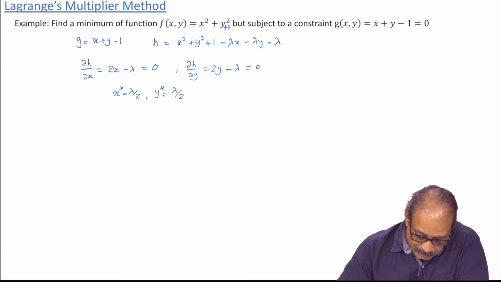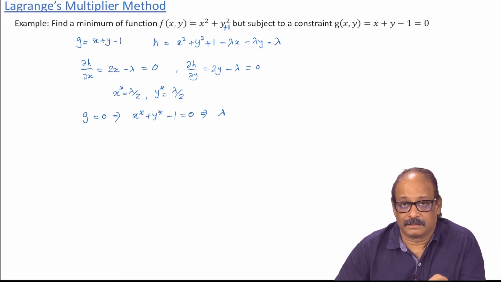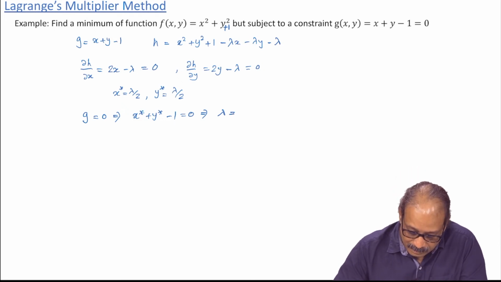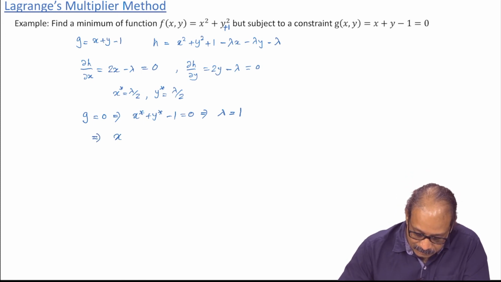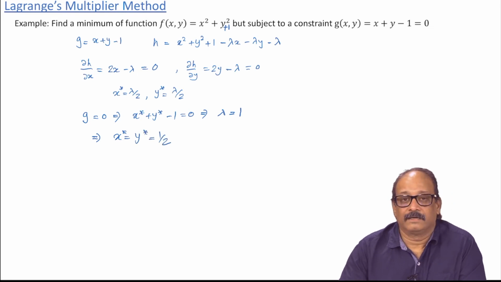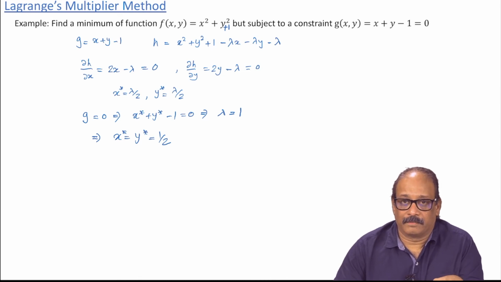Because I have the constraint g must be equal to 0. This implies that x star plus y star minus 1 is equal to 0, and this immediately gives you lambda by 2 plus another lambda by 2, that will be lambda, and lambda must be equal to 1, and this completes the solution. This immediately gives x star is equal to half and y star is equal to half. So, this is how we do the program.